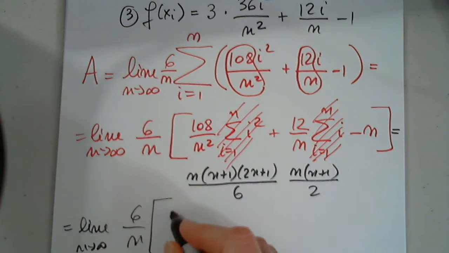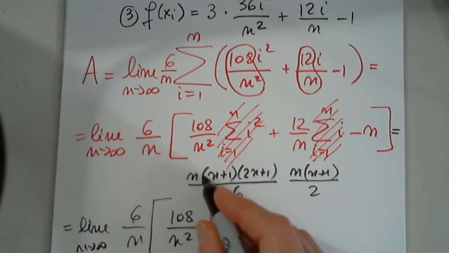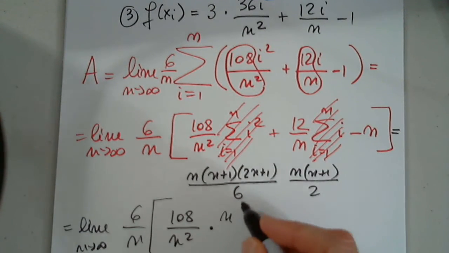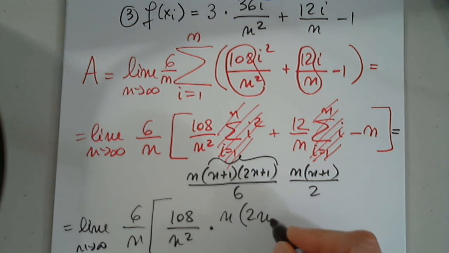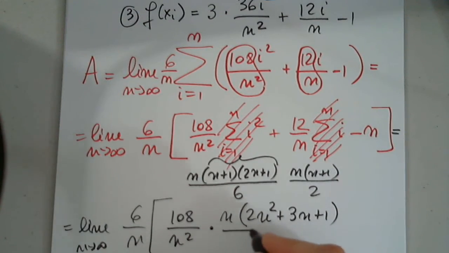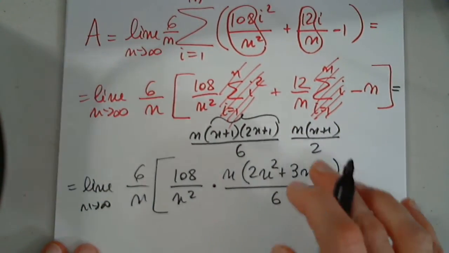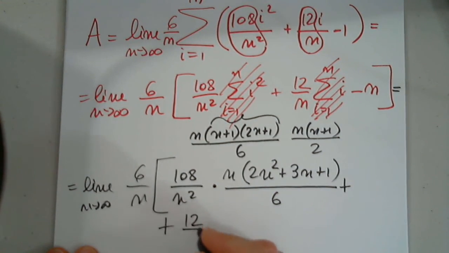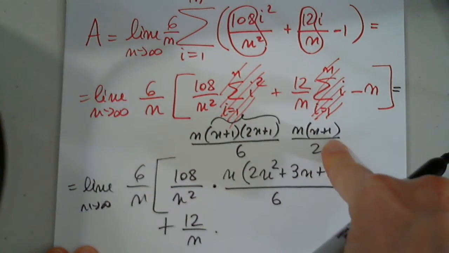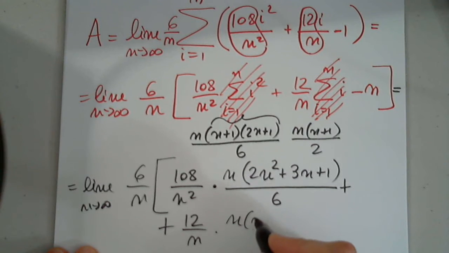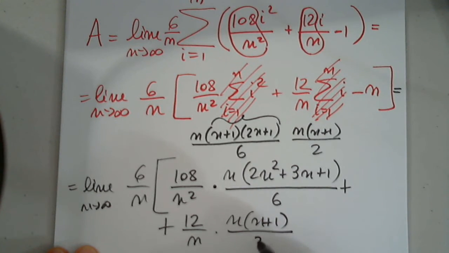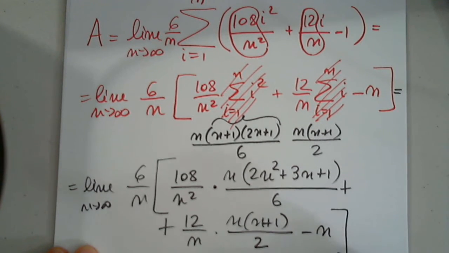And now I have 108 divided by n squared times this, n. I'm going to multiply these already. So it's 2n squared plus 3n plus 1, plus 12 over n, times this, n plus 1 divided by 2 and minus n.